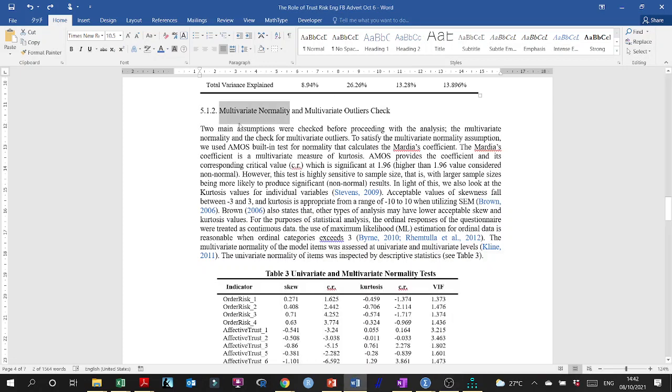So now it's time to report the next step, the multivariate normality and multivariate outliers. I have to say that for structural equation modeling, SEM, multivariate normality matters. There are different kinds of checks. We have multivariate, we have bivariate even, and we have univariate normality. Some researchers, as I've seen, like to report three types of normality.